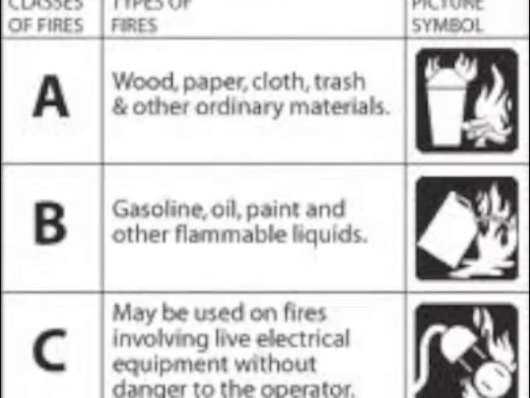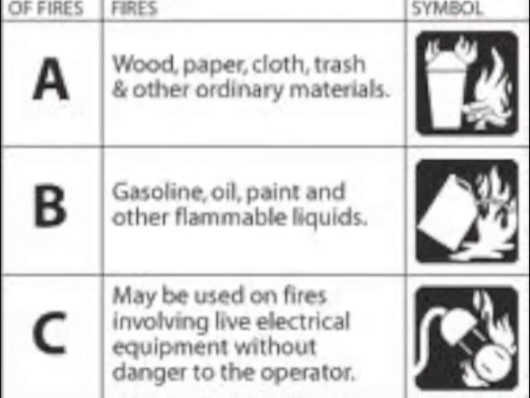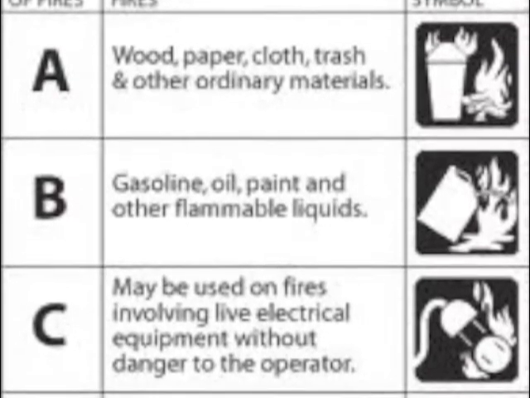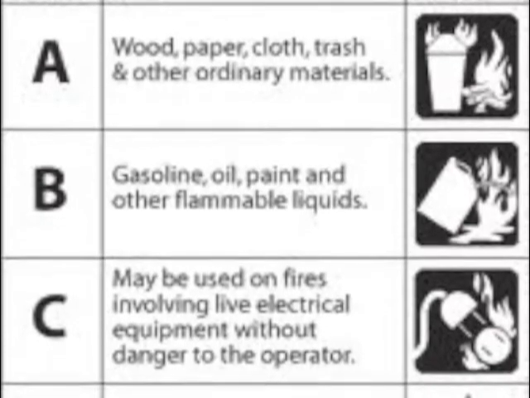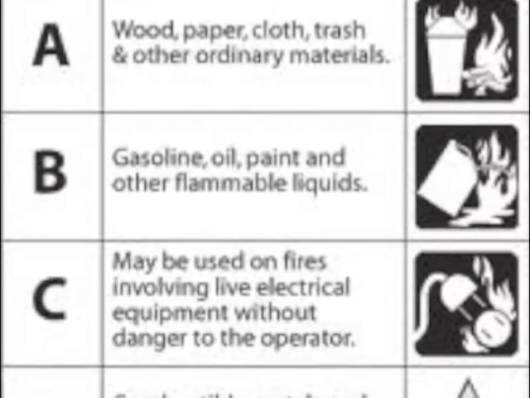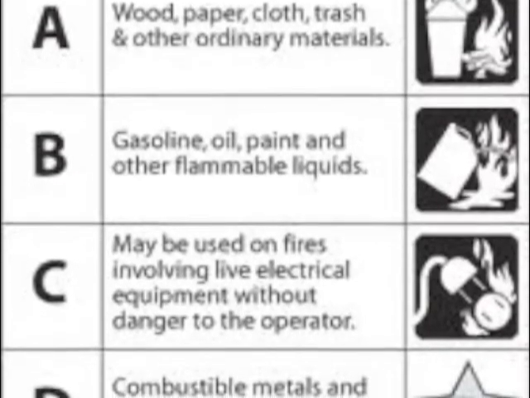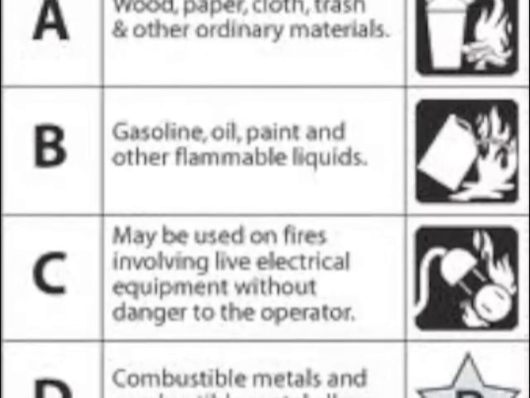Class A fires are ordinary combustibles such as wood, paper, cloth, trash, and plastics. Class B fires are fires in flammable liquids such as gasoline, petroleum oil, and paint. They could also include flammable gases such as propane and butane. Class B fires should not be confused with cooking oil fires or grease fires.